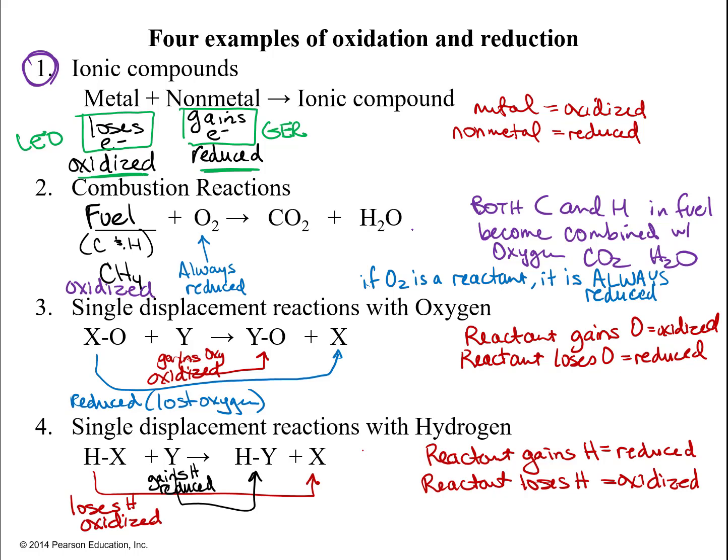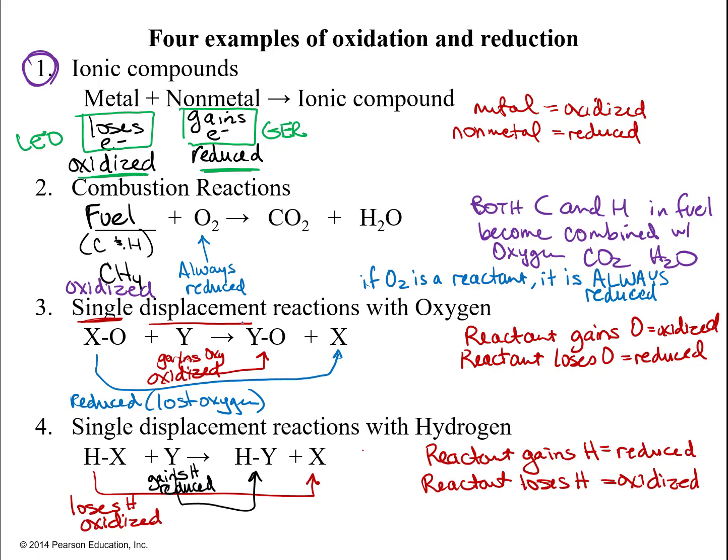Because if something gets oxidized, something else is always going to get reduced. Because if something loses electrons, something's going to gain it. If something loses hydrogen, something's going to gain it, right? So in these reactions, if you see this swapping of oxygen or hydrogen, especially in the single displacement reactions, you can identify oxidation and reduction.